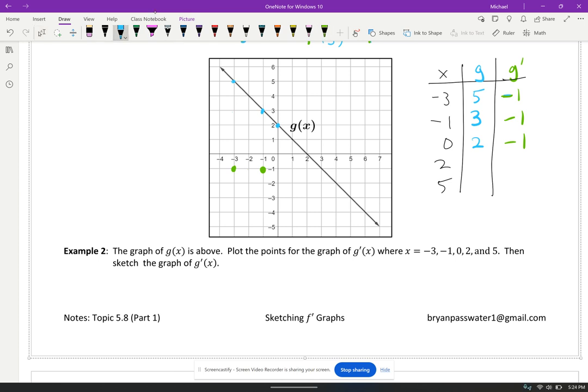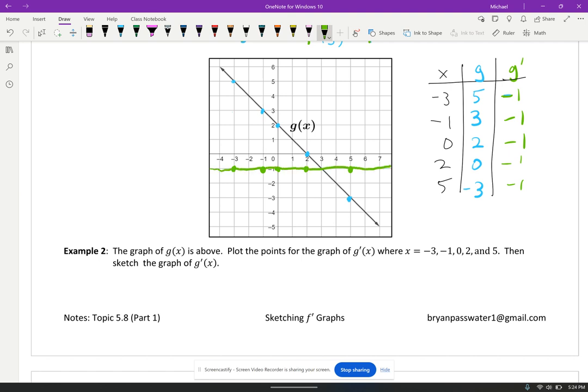So my blue column is going to change, right? At x equals 2, that would be 0. At x equals 5, this would be negative 3. But g prime will remain negative 1 at 0, negative 1 at x equals 2, negative 1 at 5. And so we have the plotted points of g prime at those specific values. And so if I have to make the sketch, I now realize that this is a constant function because my slopes never change because the slope of this graph is always the same. This would be the graph of g prime.